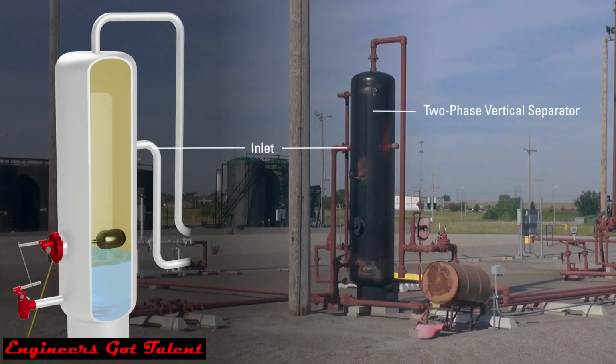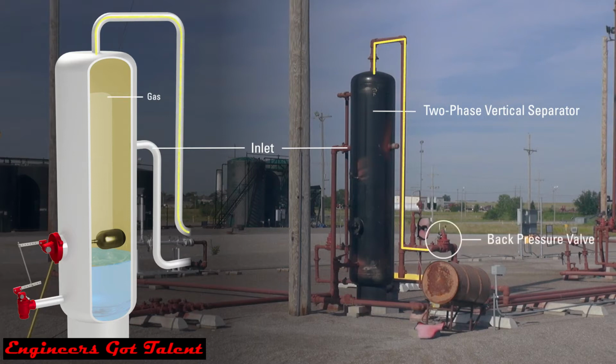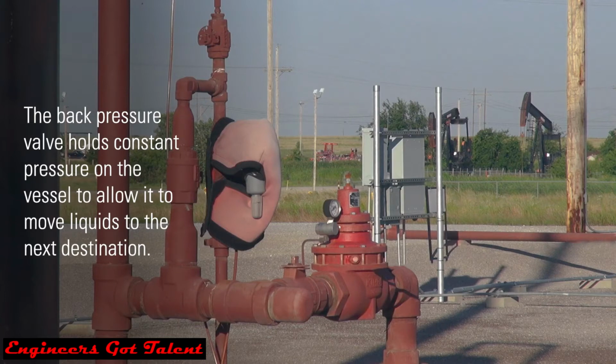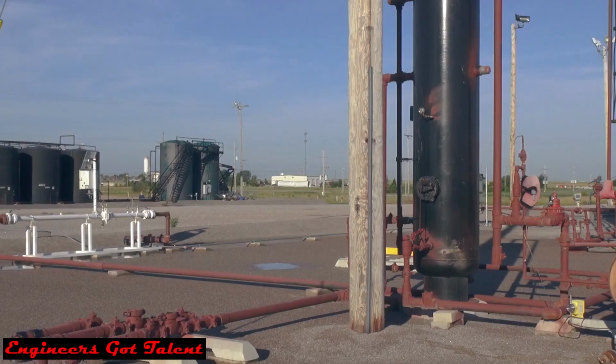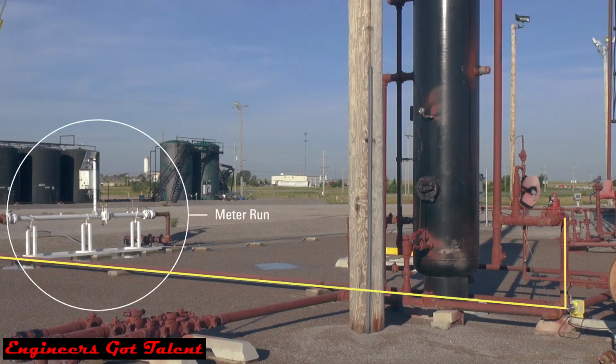Gas being lighter than liquid rises to the top of the vessel. It's where the natural gas breaks out of the well stream. Comes down this pipe and into a Kimray back pressure valve. The back pressure valve holds constant pressure on the vessel to allow it to move liquids to the next destination. Any gas over the set point will be sold down this line over to the meter run.